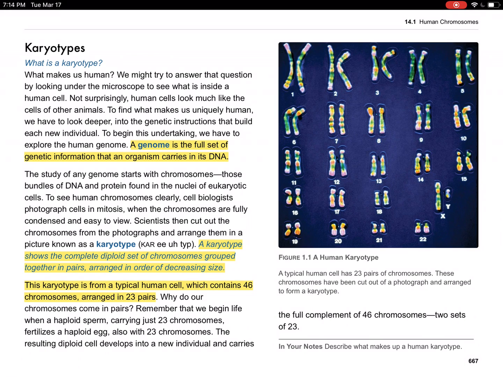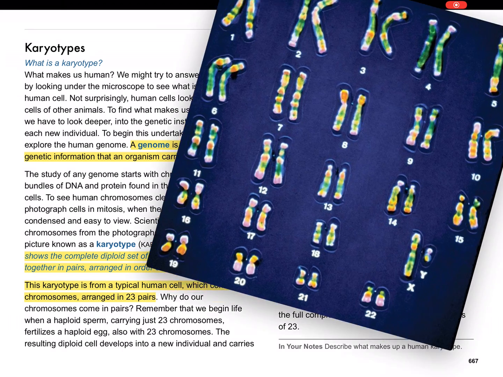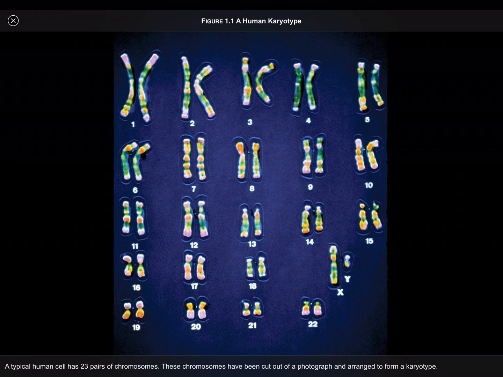Section 1, Karyotypes. Our first definition is genome. A genome is an entire set of genetic information that an organism carries in its DNA. Number 2, karyotypes. A karyotype is a micrograph of the complete diploid set of chromosomes grouped together in pairs, arranged in order of decreasing size. Here we see a picture of a human karyotype.